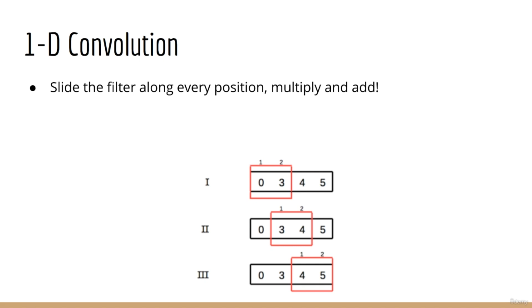Luckily, convolution in one dimension is actually much simpler than convolution in two dimensions. Instead of a big square, we just have a big line, and the filter is the smaller line. Then we slide the small line across every position in the big line, multiply all the overlapping values, and add them together.